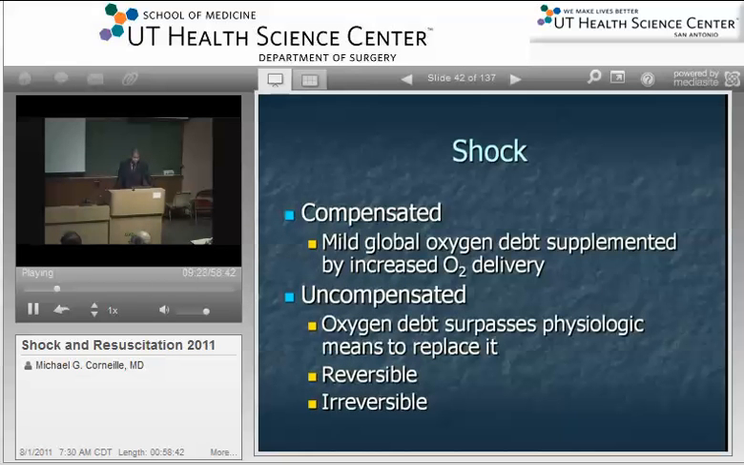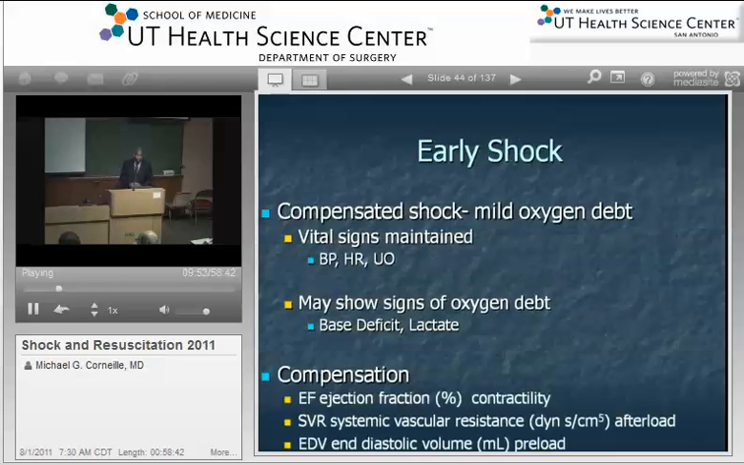Shock can be compensated or uncompensated. Compensated shock represents a mild global oxygen debt, which can be supplemented by O2 delivery. In uncompensated shock, oxygen debt surpasses the physiologic means to replace it. And this can be a reversible state or it can be an irreversible state as well. In compensated shock, vital signs are maintained. Urine output's maintained, heart rate's maintained, blood pressure may be maintained.